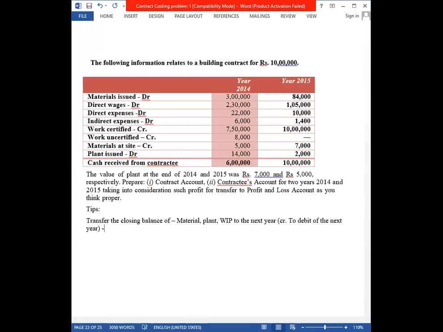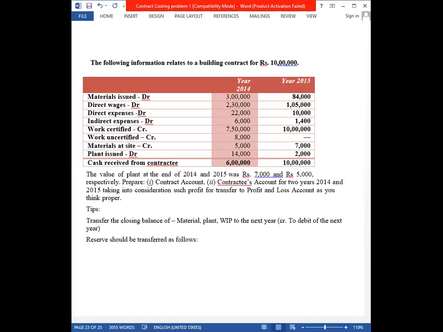Okay, so reserve. How to transfer the reserve? Reserve also has to be transferred. It should be transferred as follows. Generally, reserve is shown in which side? Debit side. Okay. So the notional profit you have divided into two categories.